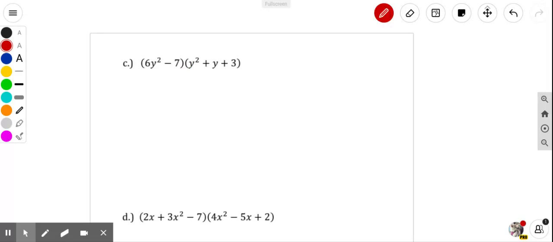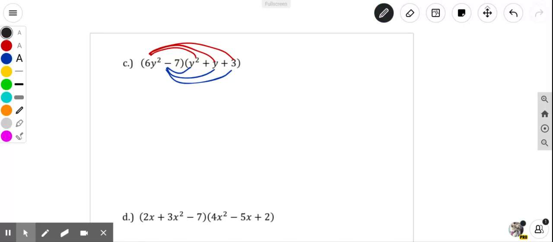So we did do an example sort of like C where it's a binomial by a trinomial. So I'm just going to take this 6y to the second and multiply it by all three of these terms. So we're going to double distribute. We're going to distribute the 6y squared, and then we're going to take the negative 7 and distribute it to all three of these as well. Then we combine like terms.